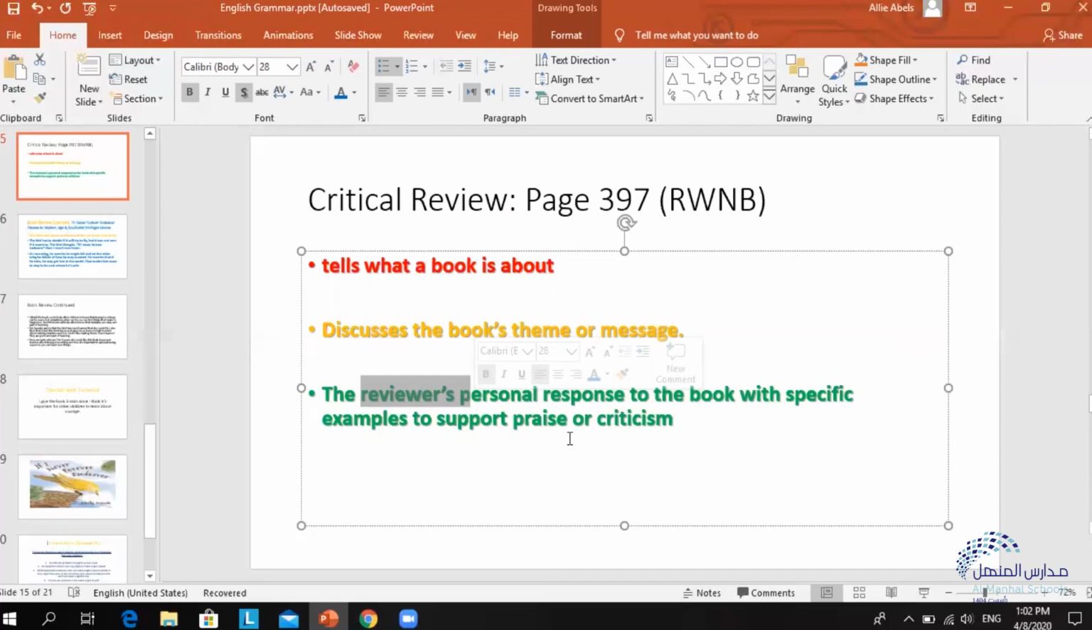To wrap up, a critical review is a second opinion about a book or an article, and it includes what the book or the article was about. It discusses the important message of the book or article, and also it has your opinion with evidence whether the book is a good book or whether it is a bad book, and also who the book or the article would be suited for, and who will take most benefit from it.